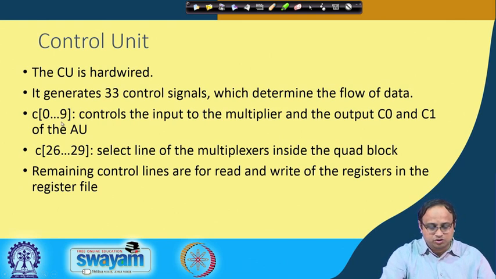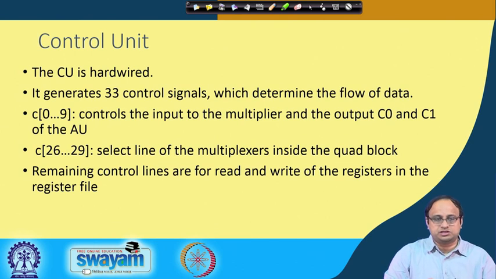For example, C0 to C9 is one part of the controller; it controls the input to the multiplier, that is a hybrid Karatsuba multiplier, and the outputs C0 and C1 of the arithmetic unit. And as I said, C26 to C29 is the select line of the multiplexers, which is used as an input to the quad block. The remaining control lines, out of the 33, are used for read and write of the registers in the register file. That means they control which register you want to read, write, and from where you want to read.